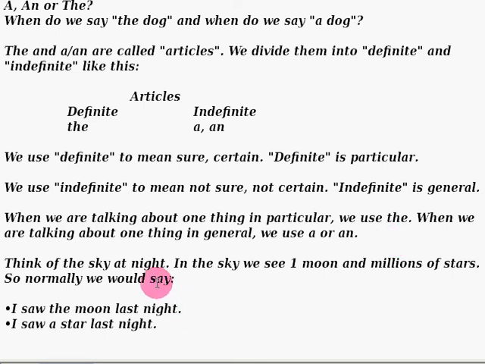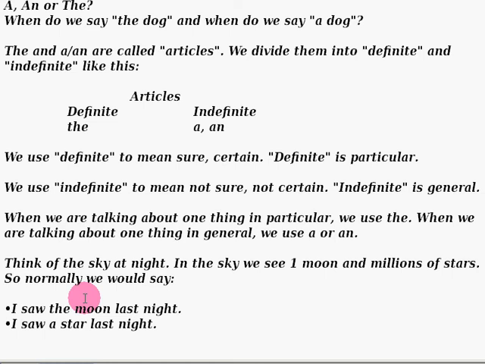Let's think of the sky at night. In the sky, we see one moon and millions of stars. So normally, we would say, I saw the moon last night. We used the moon here because we only have one moon, or we can only see one moon. We cannot say, I saw a moon last night, because that would mean there are many moons.